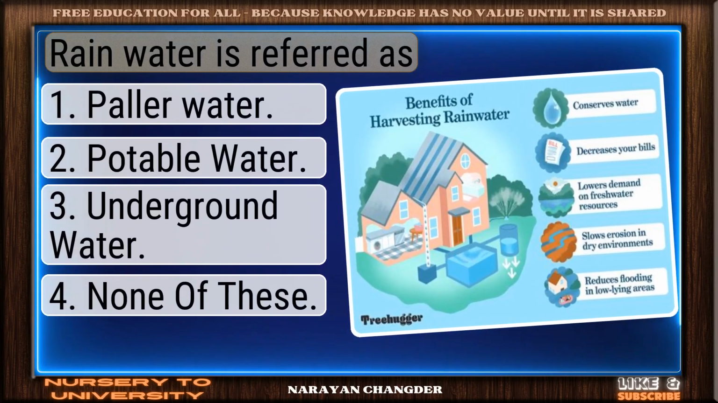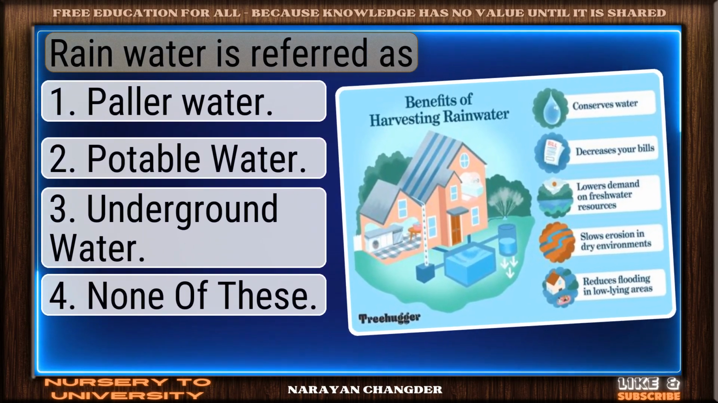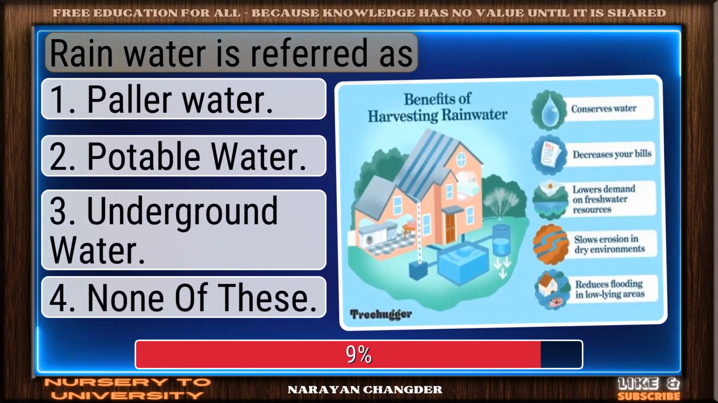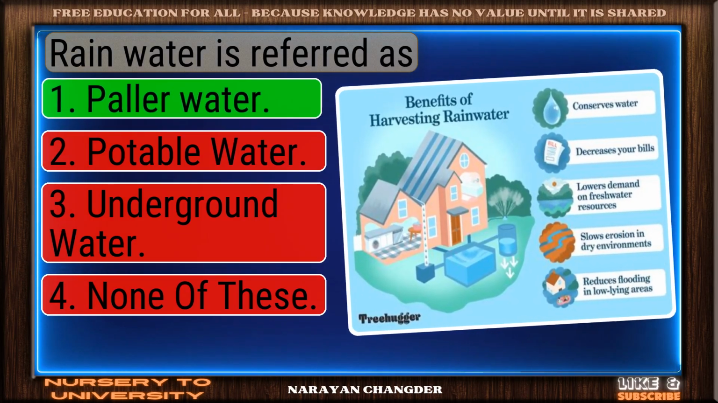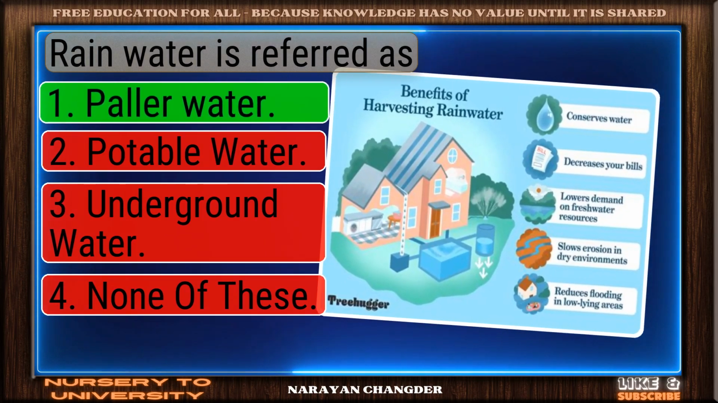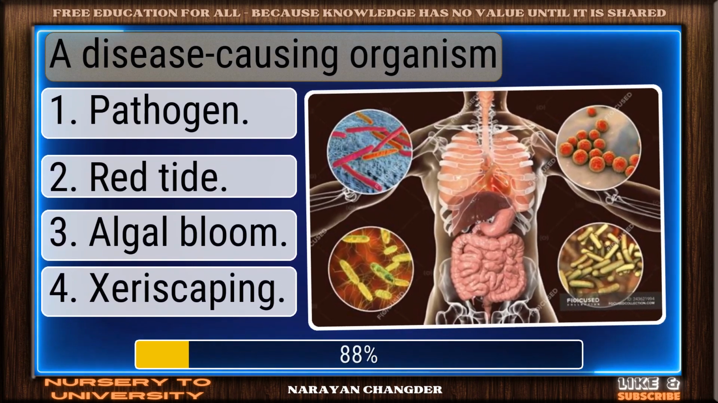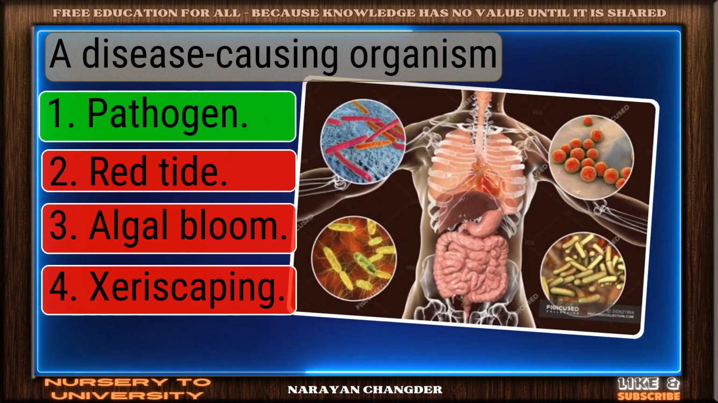Can you solve all these Class 10 Geography Chapter 3 Water Resources questions? Rainwater is referred as... Hollow water is true. A disease-causing organism. Nice work. Pathogen fits perfectly.